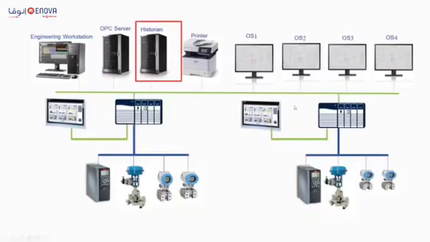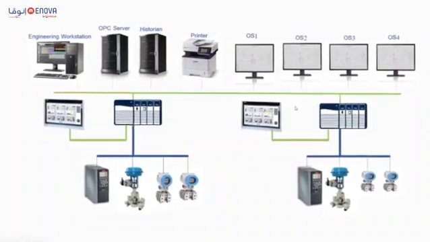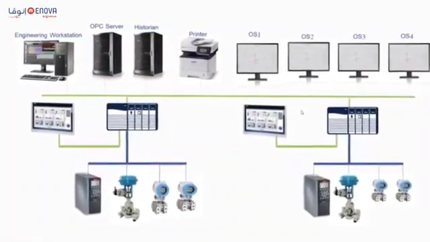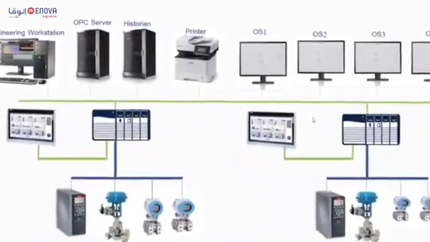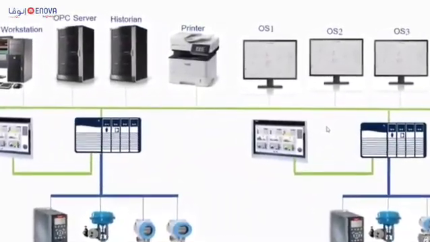The Historian is a database system that stores historical data collected from the industrial process. It retains a record of process variables, alarms, events, and trends over time, allowing operators and engineers to analyze past performance, identify trends, and make informed decisions for process optimization and troubleshooting.